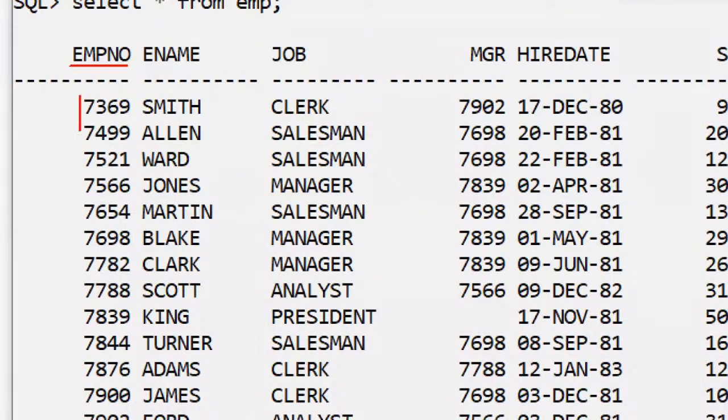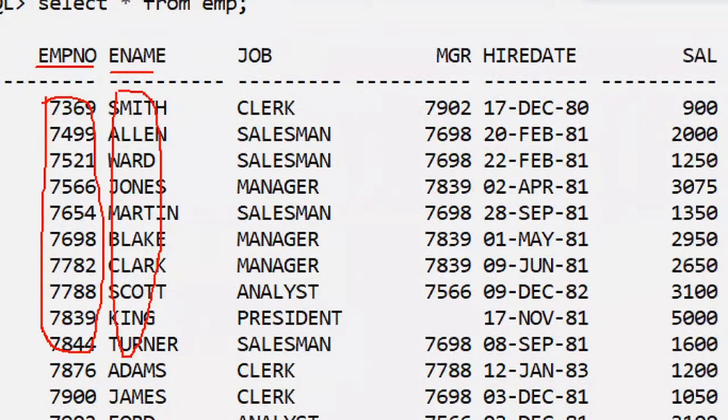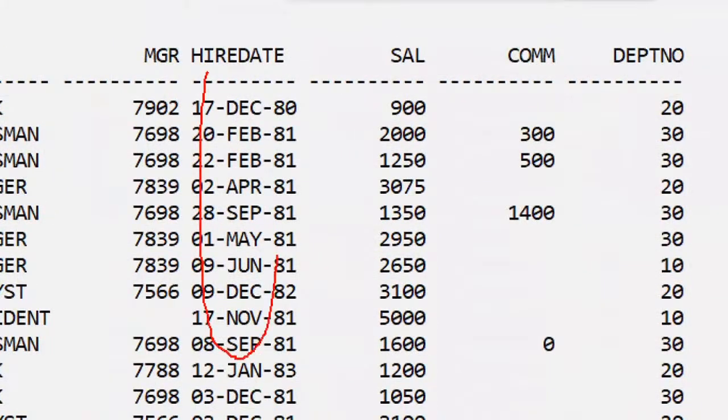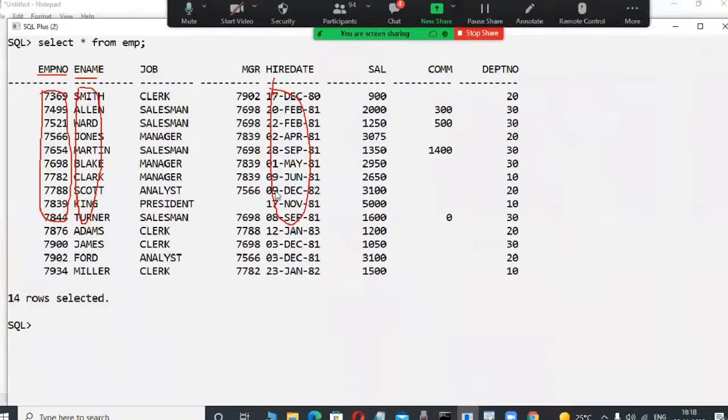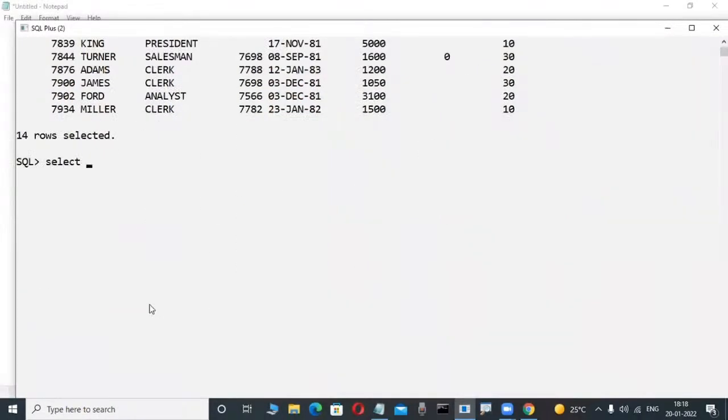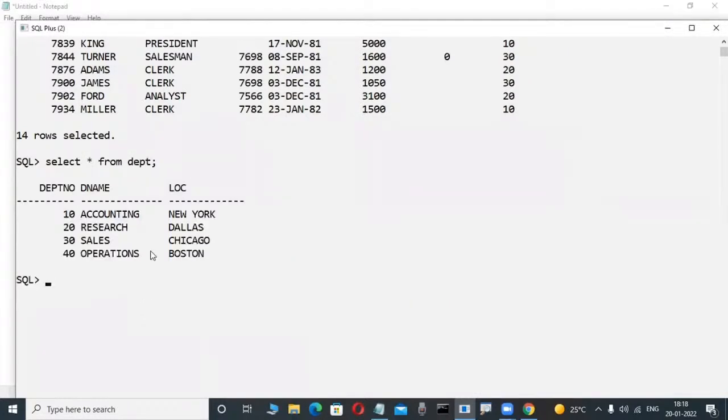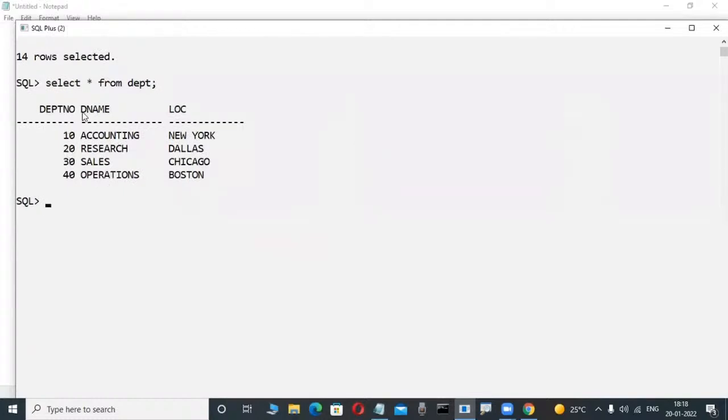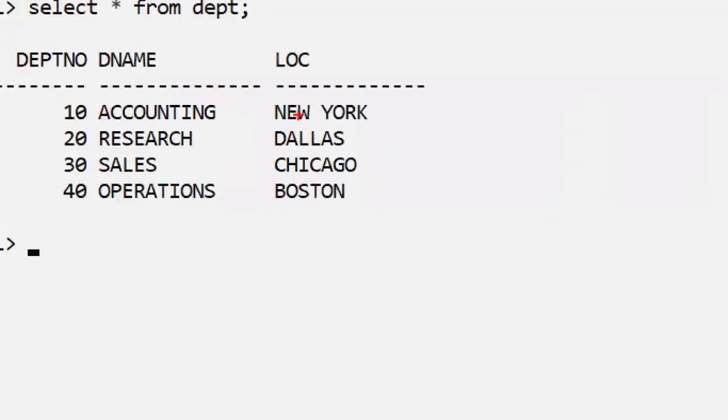Here, employee number, in this column only numbers are available. In this column only characters are available. In this column only dates are available. That's why, observe here, the data is stored in a structured manner. In a relational database, structured data is there. A structured collection of data is there.